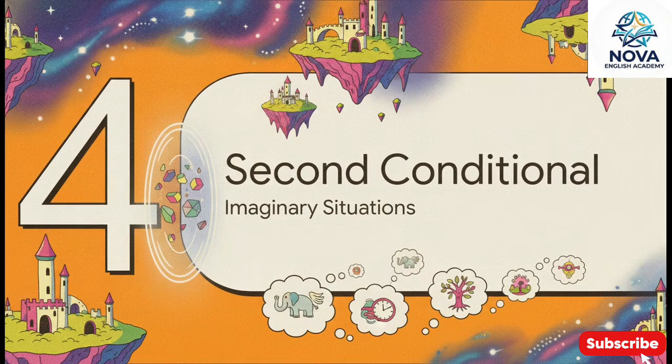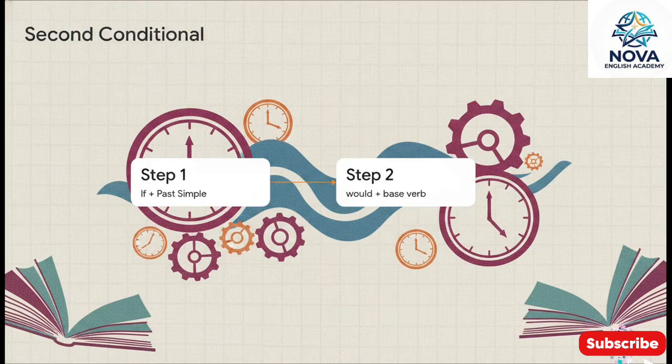All right, section 4, the second conditional. We're officially entering imaginary situations. This is a major threshold. We are leaving reality in the rearview mirror and crossing over into improbability. And to signal to the listener that we're moving away from reality, the grammar literally steps backwards in time. We use the past simple for our condition, and we pair it with would plus a base verb for the result.